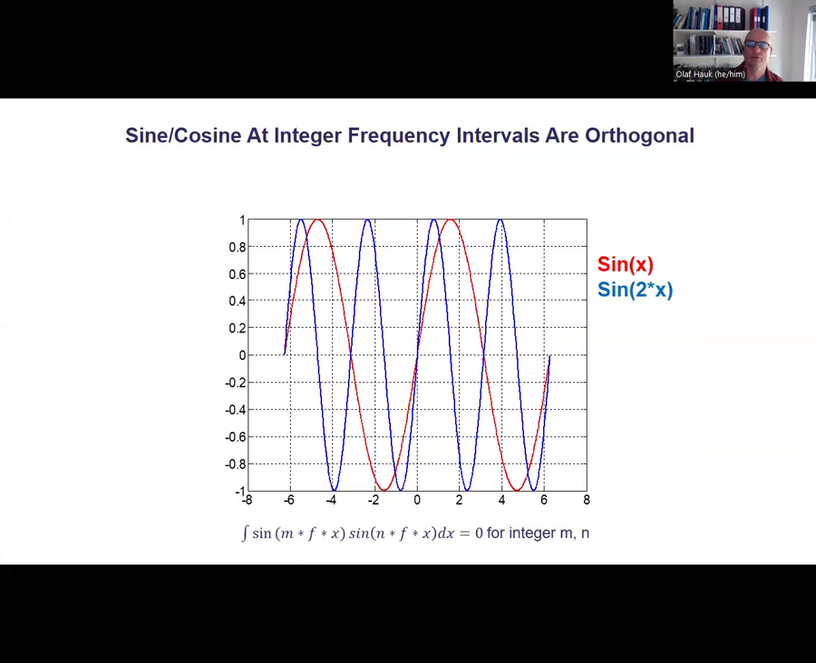Also, if you have signals at different frequencies, for example at integer frequency intervals, then they are orthogonal to each other. You can maybe see that: when the lower frequency has 1/2 cycle, the other one has a full cycle. If you multiply these two signals with each other, you also end up with 0. So these signals are also orthogonal to each other.